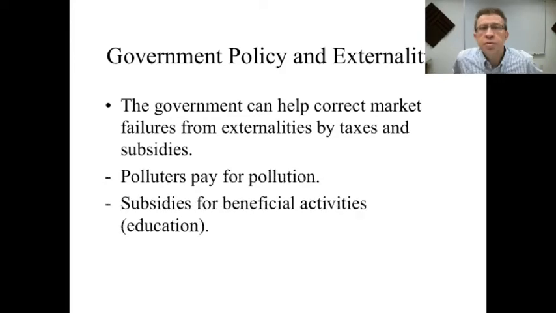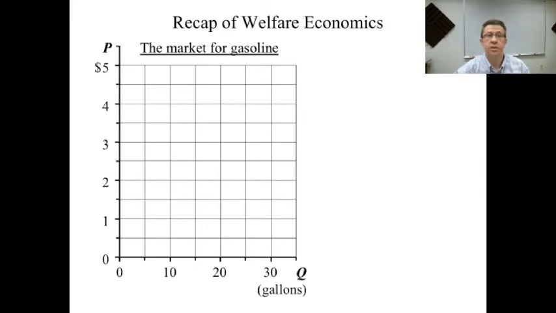Okay, welcome to part 3 of our market failures section. Now we're going to go through a few graphs to see what externalities would look like and how they would be corrected. Graphically, we're going to look at the market for gasoline.